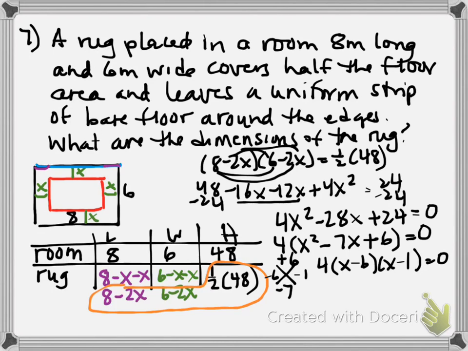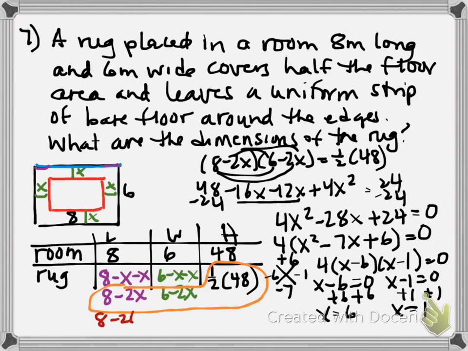Okay? So I'm going to set each one of the factors that contains a variable equal to 0 and solve. So I add 6, and I get x equals 6. Add 1, I get x equals 1. So now I'm going to have to go back and test for reasonableness. Okay, so I'm going to test 6 as the width of my strip. So if I put 6 in, 8 minus 2 times 6 gives me negative 4. All right, that just tells me right now 6 cannot be that uniform strip around.